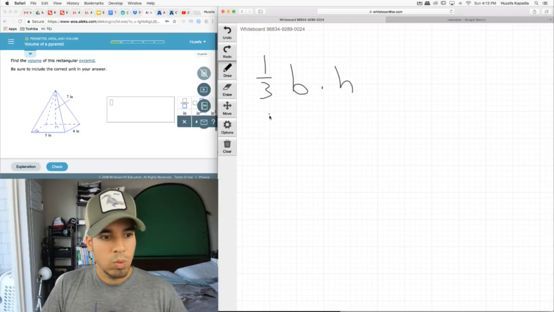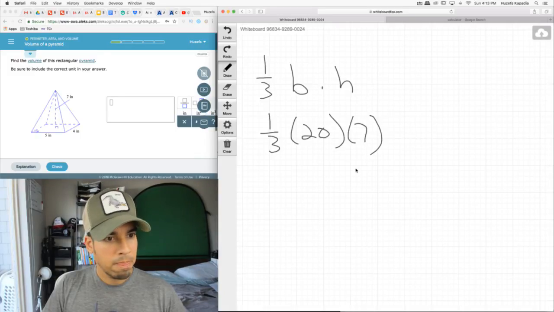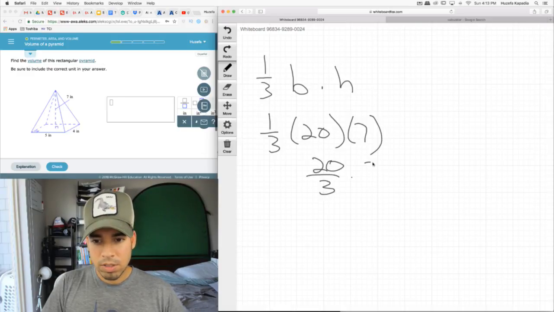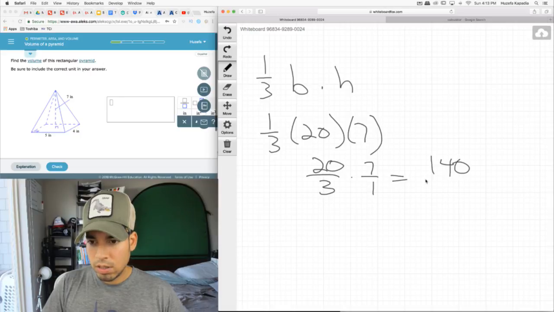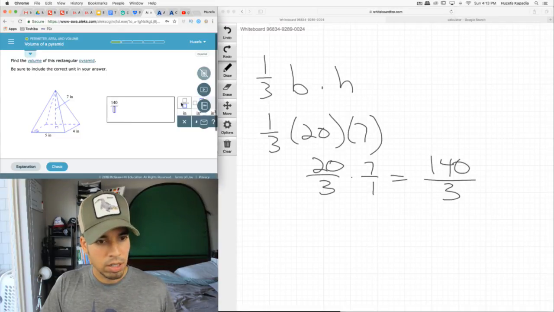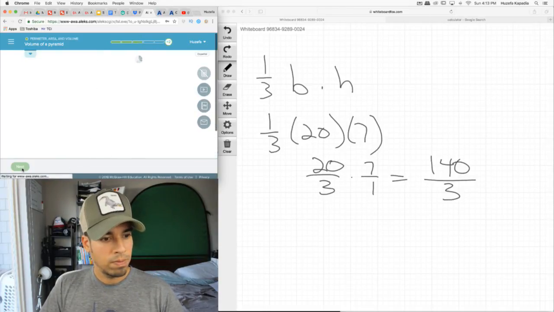Next, 1/3 times 5 times 4, which is the base, which is 20, times 7. Okay. And in this case, it's not going to be divisible by 3, unfortunately. So this is 20 over 3 times 7, which equals 140 over 3. Which I wonder if we can put that as an improper. I think we can, maybe. Let's try it. Oh boy, wait, that doesn't look right. Let's see if it gives it to us. Cool.